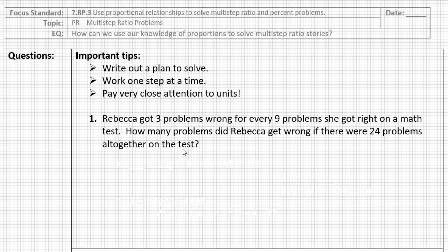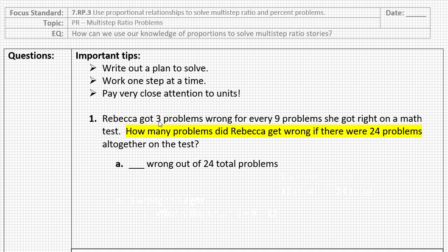We want to write out a plan to solve. So the first thing I always like to figure out is what am I being asked specifically to answer, and to do so in shorthand. Well, the question asks how many problems did Rebecca get wrong if there were 24 problems. So I like to write that just a little bit shorter. I leave a blank, or maybe put a question mark or variable, for how many wrong out of the 24 problems total. Okay? Well, what else do I know?